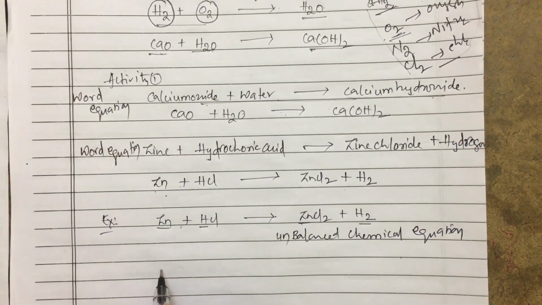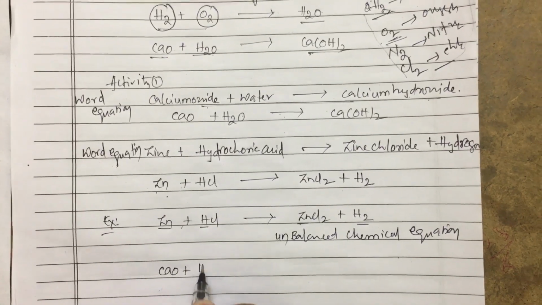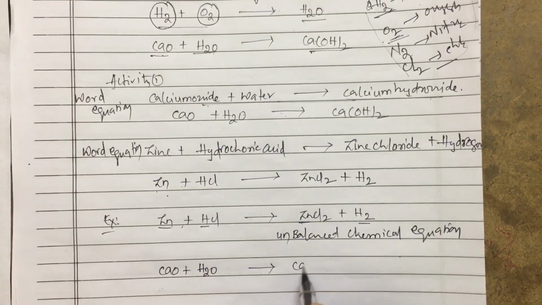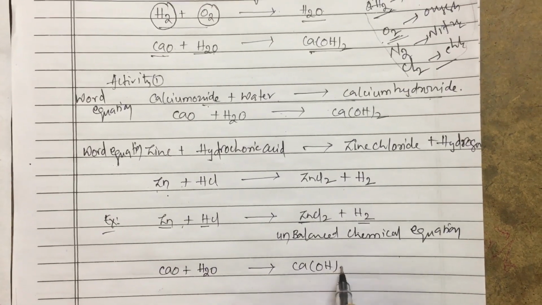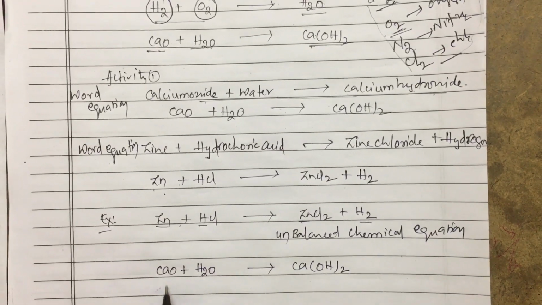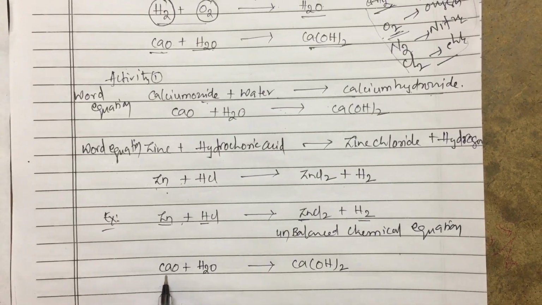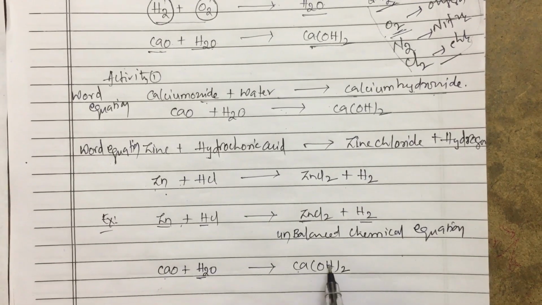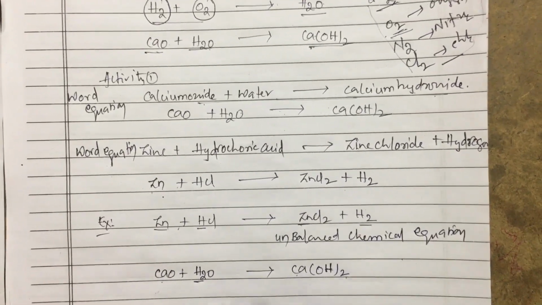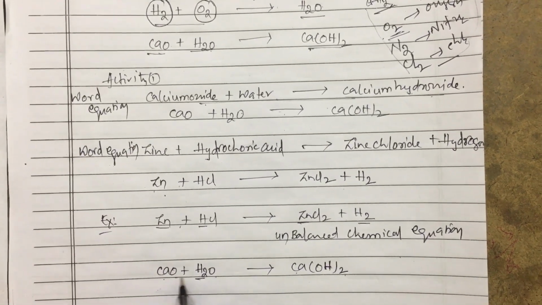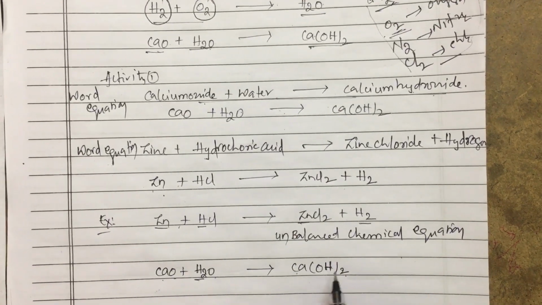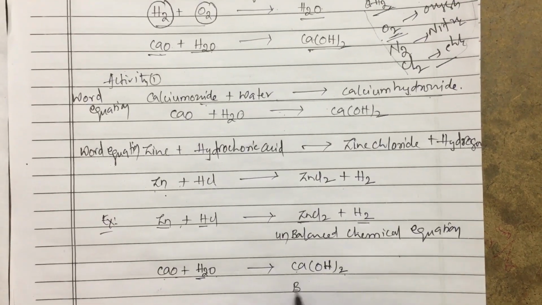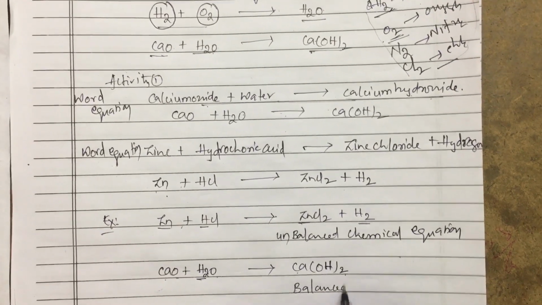One more example, CaO, which we have seen above: CaO plus H2O gives rise to Ca(OH)2. Here calcium is one on the left hand side and one on the right hand side. Hydrogen is two atoms on the left and two atoms on the right. Oxygen is 1 plus 1, 2, and 2. So here the number of atoms is the same. When the number of atoms is the same, we call it a balanced chemical equation.